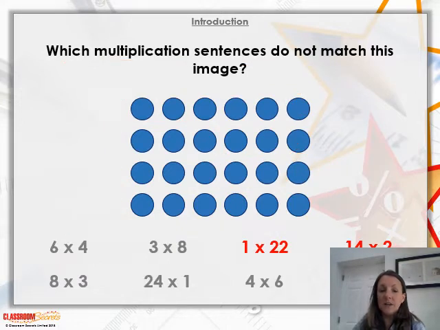So looking down here, hopefully you've correctly identified that 1 times 22 does not match the image, 14 times 2, and this one down here, 9 times 3. Perfect.